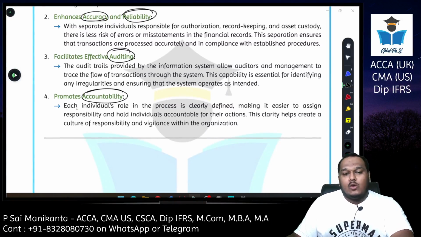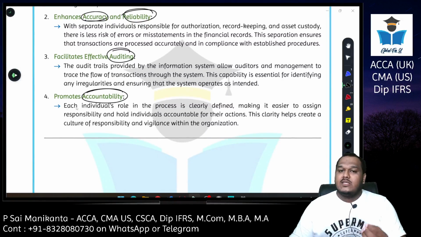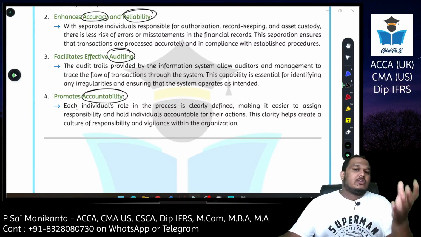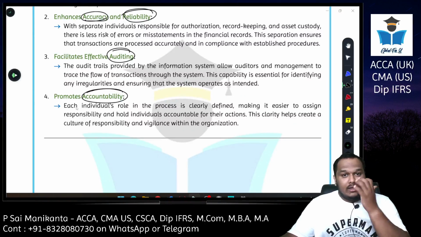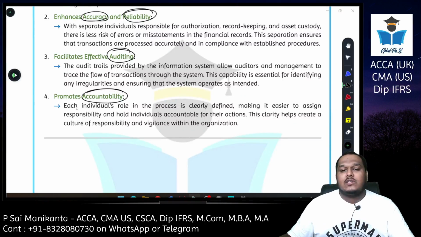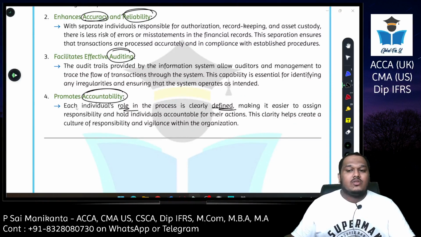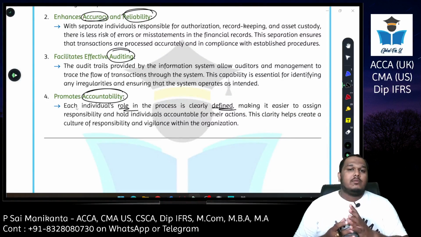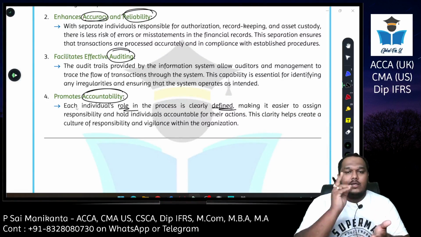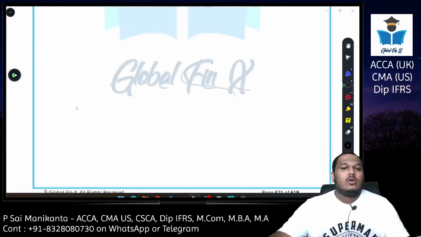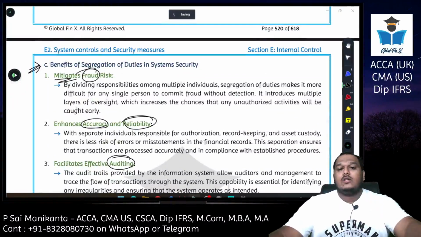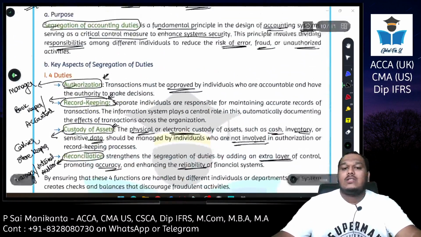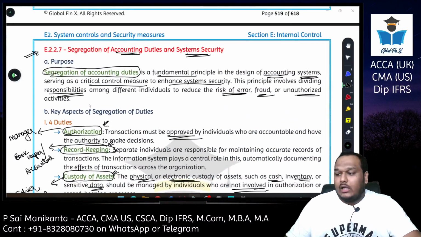And it promotes accountability. Everybody will become more responsible: if I have to approve this transaction, I have to verify everything, otherwise I should not approve, because it will be caught by the auditors. Basically, each individual's role is clearly defined so that they cannot push it on somebody else, saying it's not my mistake, it is their mistake. If you have approved a transaction, that means you should have verified it, so you are now responsible and accountable, right? So that is about segregation of accounting duties and how systems help in that process.